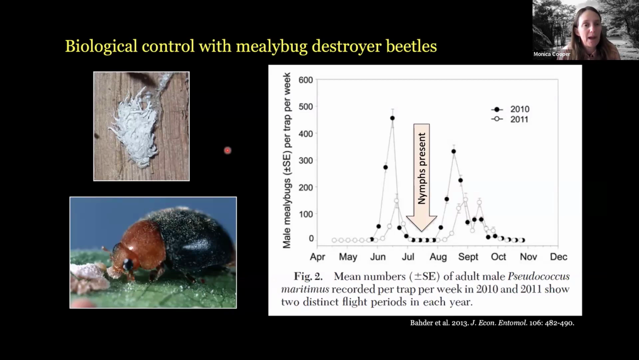So you can't buy them, but what you can buy are mealybug destroyer beetles. And that's something that, particularly for organic growers, could be used during that summer period. And the reason why I say it could be used in the summer period and not in the spring has to do with the beetles themselves.